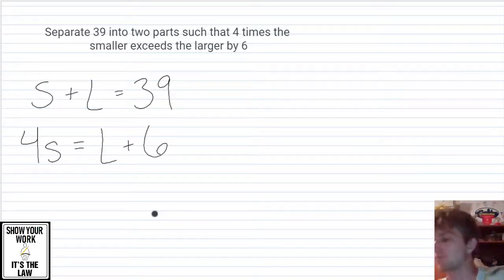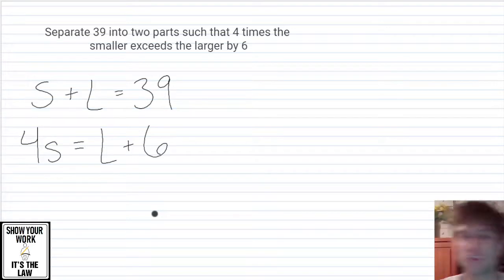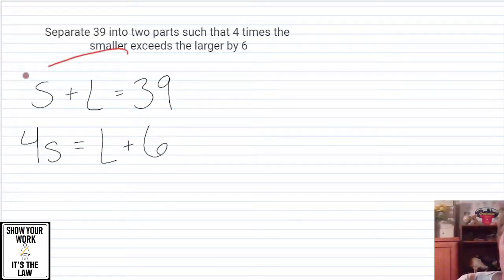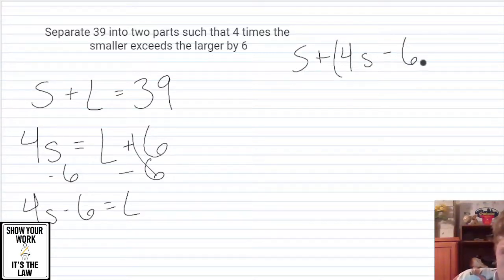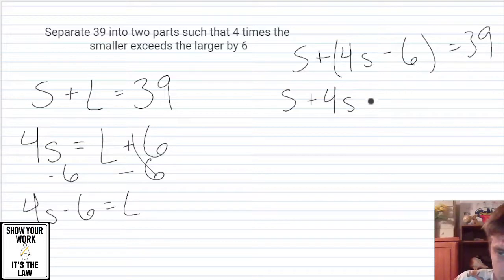So this is what a system of equations is, just more than one equation that work together. So let's get L by itself in this bottom one, minus 6 minus 6. It's going to give us 4s minus 6 equals L. That's going to give us our substitute in this problem over here, where s plus L equals 39. Distribute the positive through, that gives us the same signs that were already there.